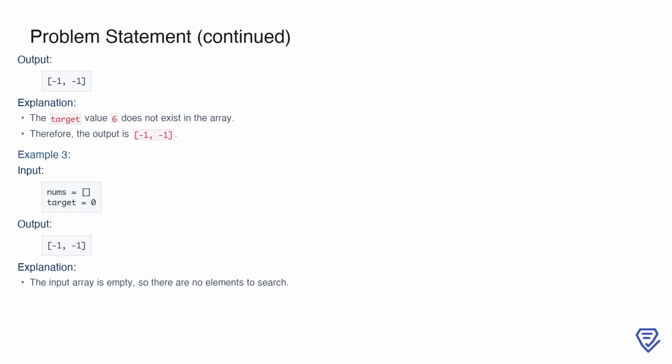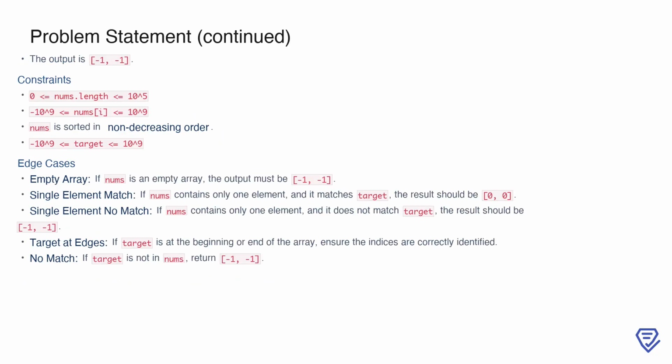These examples emphasize the importance of handling both cases where the target is present and where it is absent, including special cases like an empty array. To solve the problem effectively, we need to consider the constraints and edge cases. The length of the array, nums, can be as large as 100,000, and the values in the array and the target can range from -10^9 to 10^9.